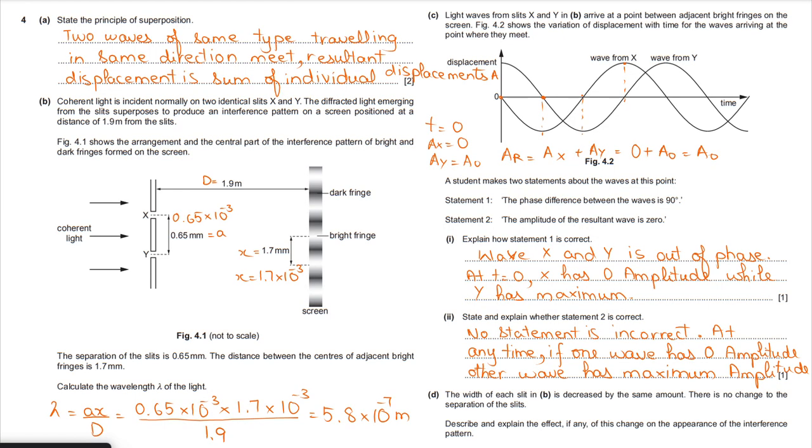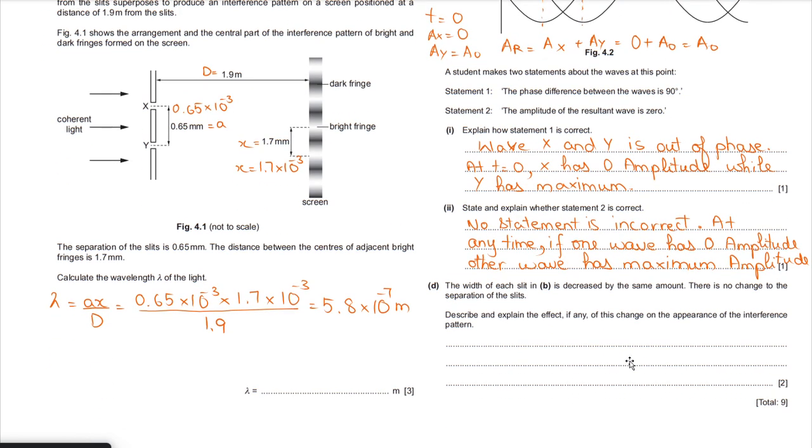Okay, now next up: the width of each slit in part B is decreased. ठीक है, तो ये जो गैप नजर आ रहा है ना, वो कह रहे हैं ये गैप क्या किया है, the width of each slit in part B is decreased by the same amount. There is no change to the separation of the slit, मतलब ए में कोई फर्क नहीं है, सिर्फ ये जो गैप नजर आ रहा था ना ये और छोटा कर दिया. ठीक है, so describe and explain the effect, if any, of this change on the appearance of the interference pattern.